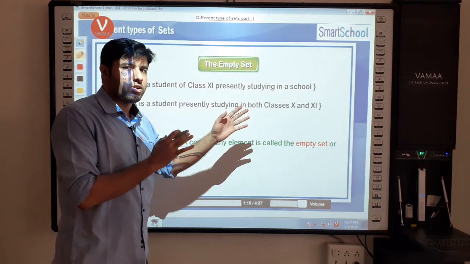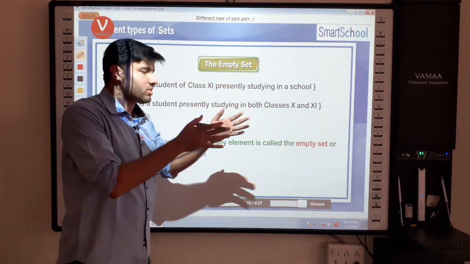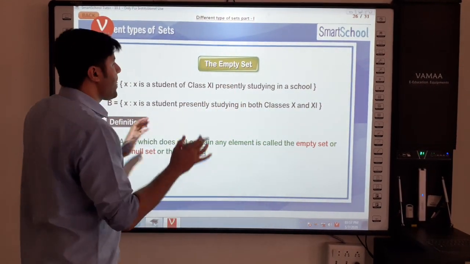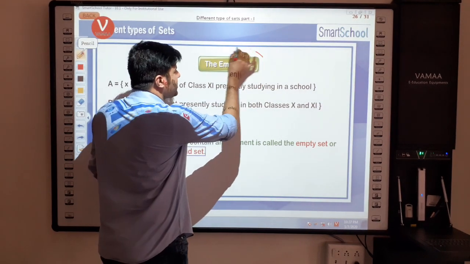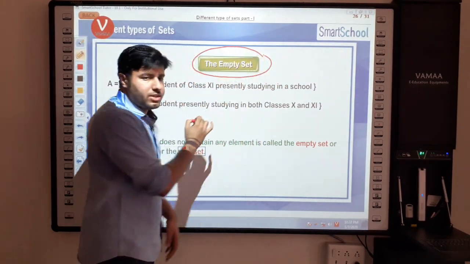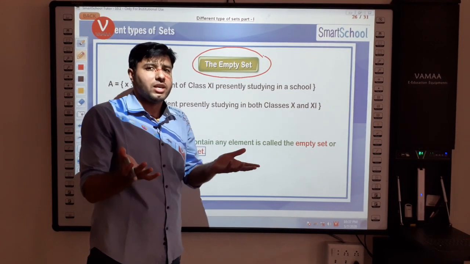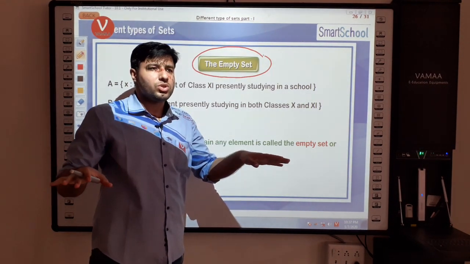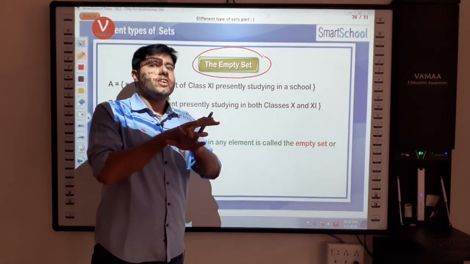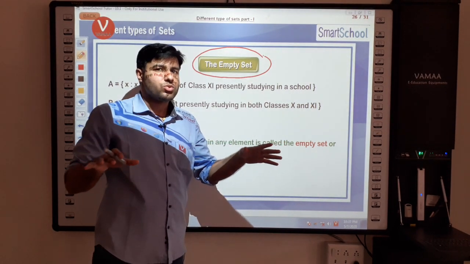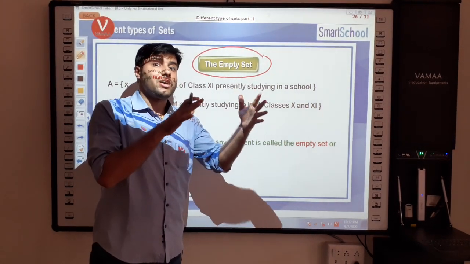This is the first kind of set that we have to study here. So what is an empty set? As it is given in the name, empty. You know what the meaning of empty is? Means khali, nothing is there. So these kinds of sets have no element in them. So these sets are defined as empty sets.